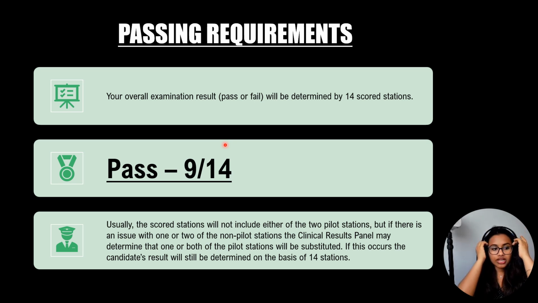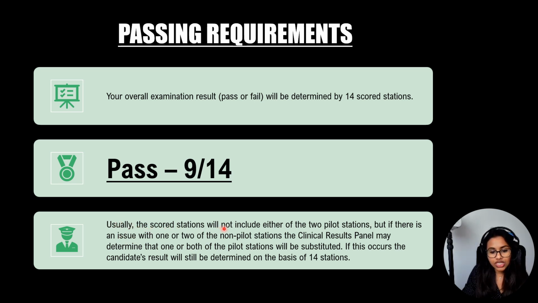So if I remember it right, up till May 2024, I think it's May or June, until that particular date, it was 10 out of 14 that you needed to pass, but they decreased the requirement. You need only 9 to pass your examination now, because you guys know how difficult this examination is, so they didn't want to make it even more difficult. So that's why they reduced that one score.